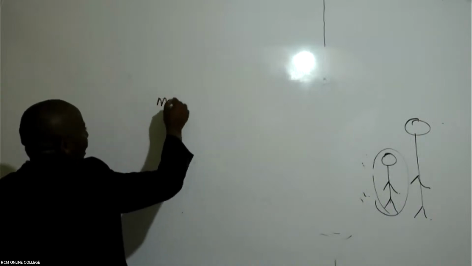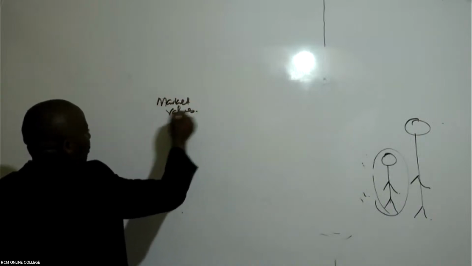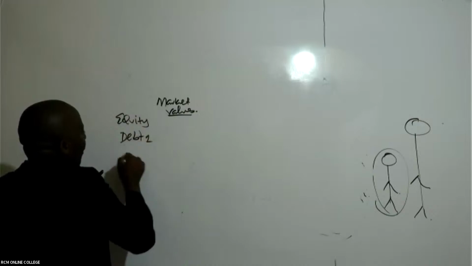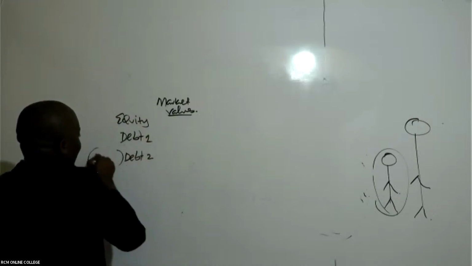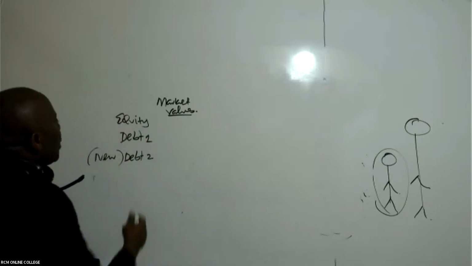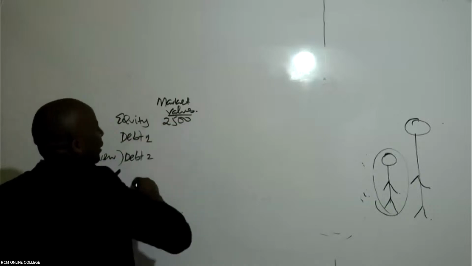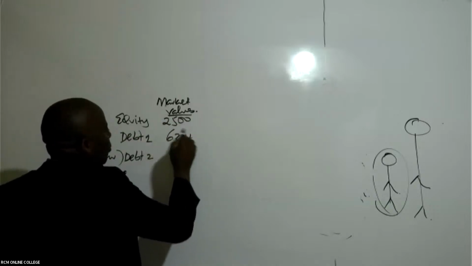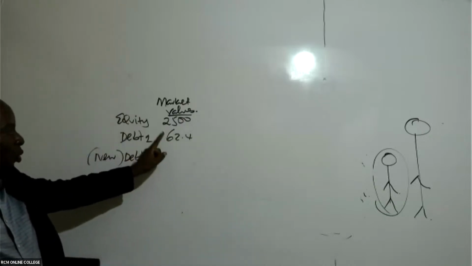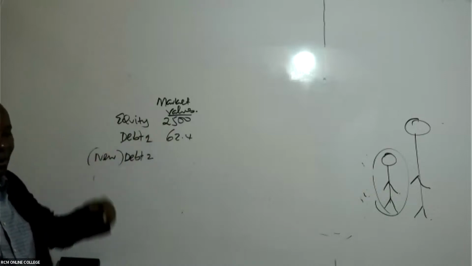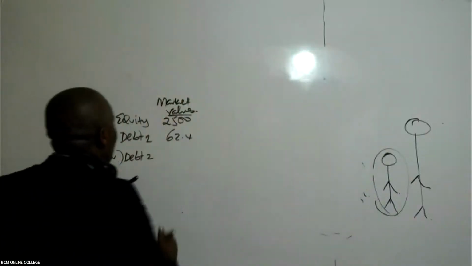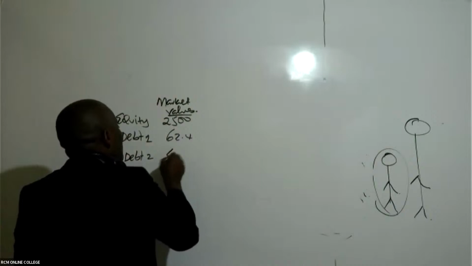So I have market values: equity, debt 1, and debt 2, the new debt. Remember for equity we got the market values. This one was 2,500, and this one, I don't know whether I'm right, was this 2.4? Can somebody confirm? Already we had gotten the market values, if you remember. And the market value of the debt that we have just issued today is 40.